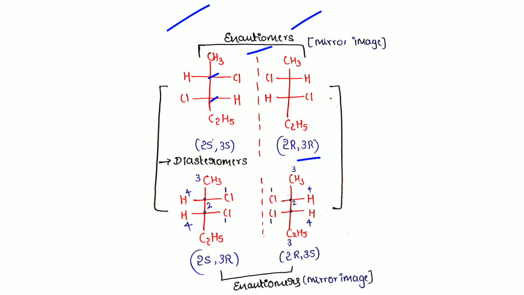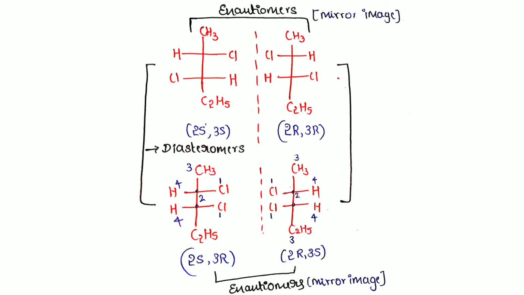Similarly, if in this case the groups are on the same side, it is called erythro nomenclature. But locate this center and this center, we get S and R configuration. When we take the mirror image of this, we get 2R and 3S. It is the reverse of the first one. This is not always true, but most of the time it is true. They are opposite to each other, so they are enantiomers. Again, they are enantiomers.